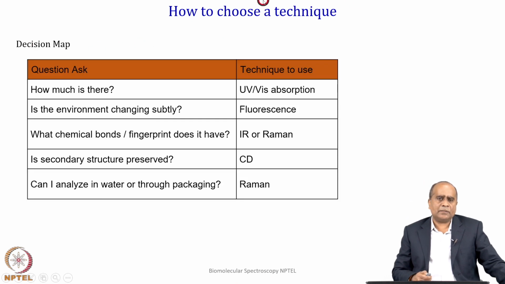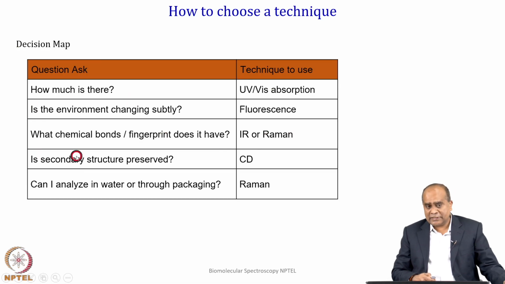So, let us draw a decision map, how to choose a technique. First question, how much protein or how much peptide do I have to do the experiment? If it is low, or if I want to measure how much is there, then with UV visible you can measure the concentration. If I want to address the question, is the environment changing subtly, the fluorophores are very sensitive to environment. In those cases, we are going to use fluorescence.